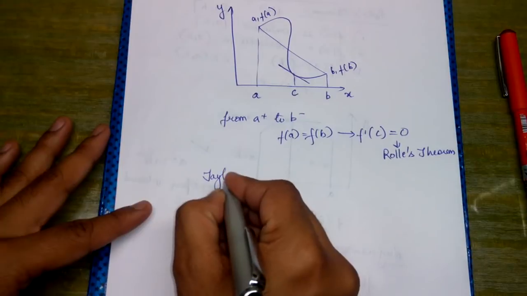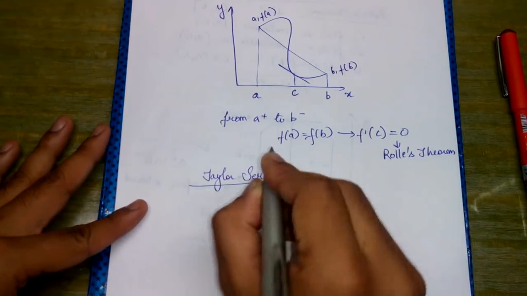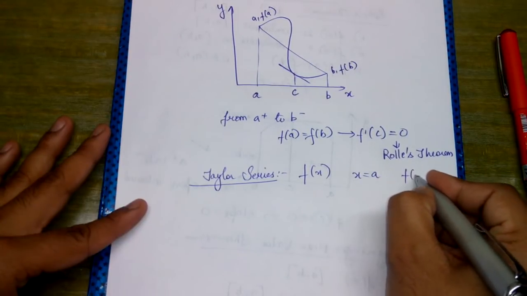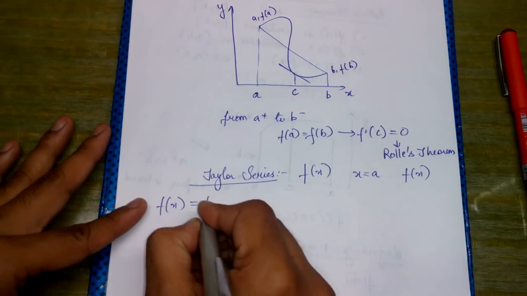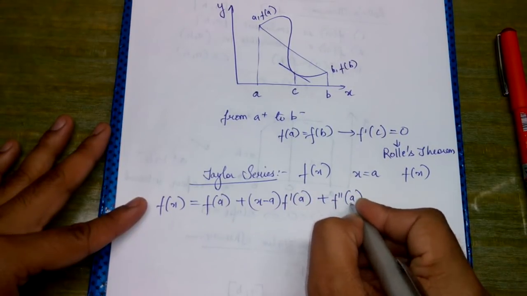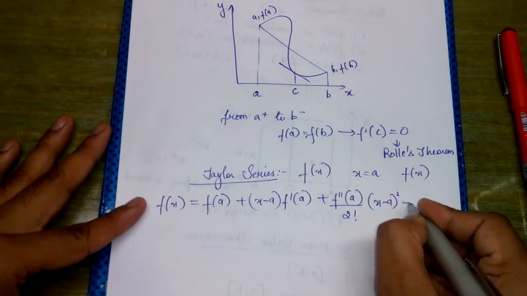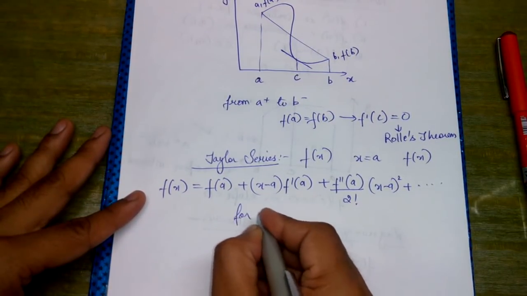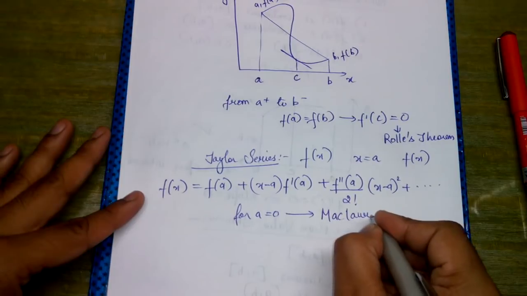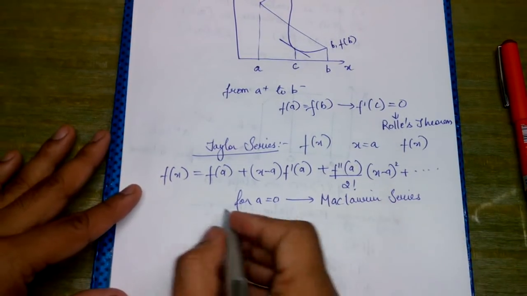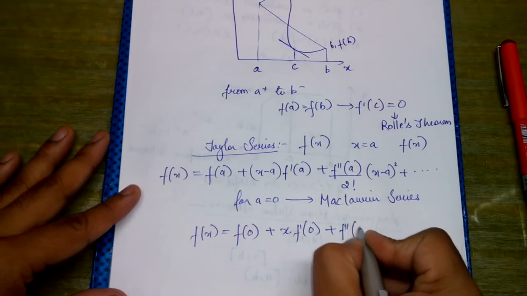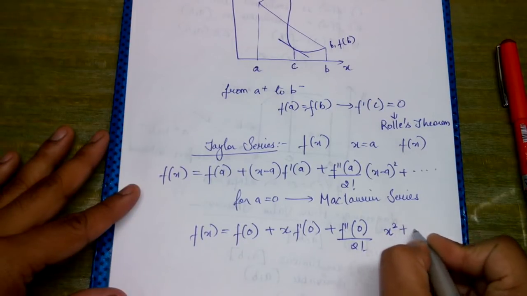a Taylor series, and if f of x is continuously differentiable at a point x is equals to a, then f of x can also be expressed as f of x is equals to f of a plus x minus a into f dash a plus f double dash a upon 2 factorial into x minus a whole square plus so on. And for a is equals to 0, if we put a is equals to 0, we will obtain Maclaurin series. And for the Maclaurin series, we obtain f of x is equals to f of 0 plus x into f dash 0 plus f double dash 0 upon 2 factorial into x square plus so on.